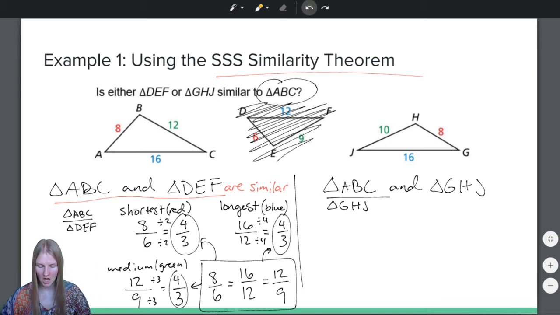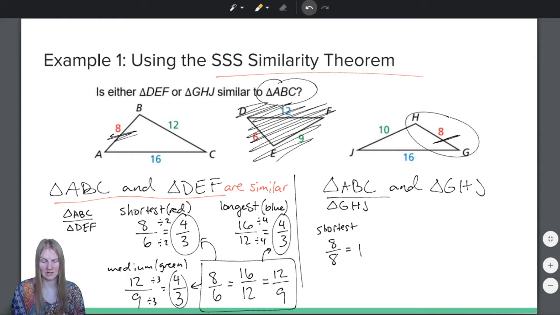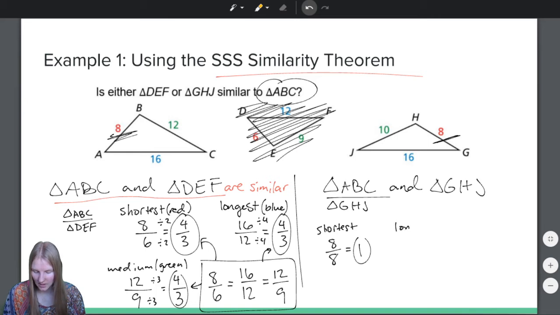So, let's do the shortest side. Oops, shortest side, which is the red. And if ABC is on top, that's 8/8, which is 1. Oh, so these sides are exactly the same length. Okay, they could still be proportional, right? Similar figures have the same shape, but not necessarily the same size. They could still have the same size, and that's what a scale factor of 1 says, is that they're the same size. Okay, now let's look at the longest side.